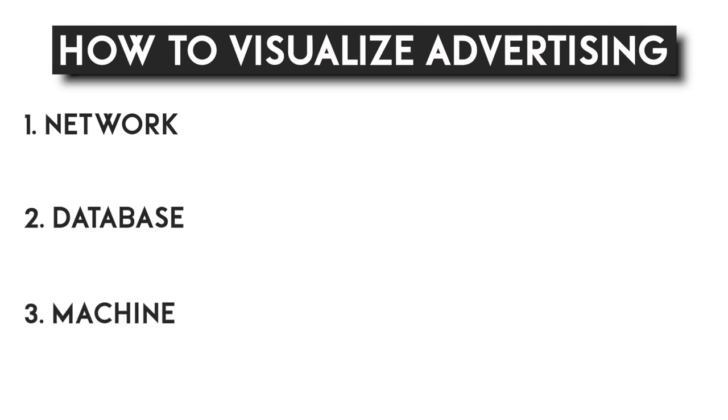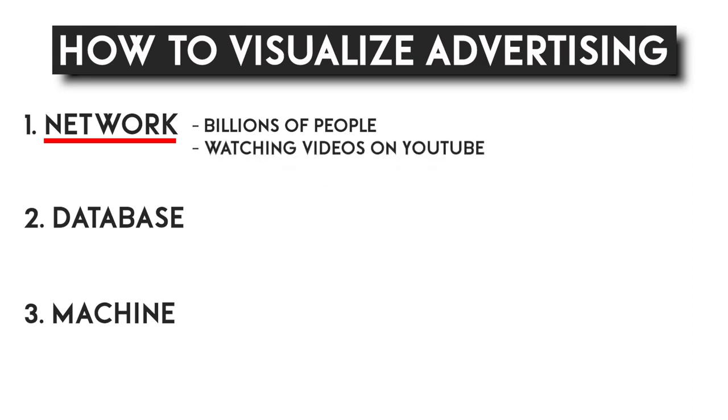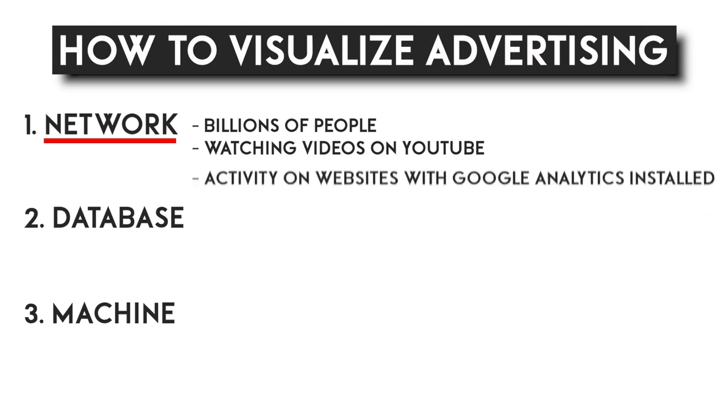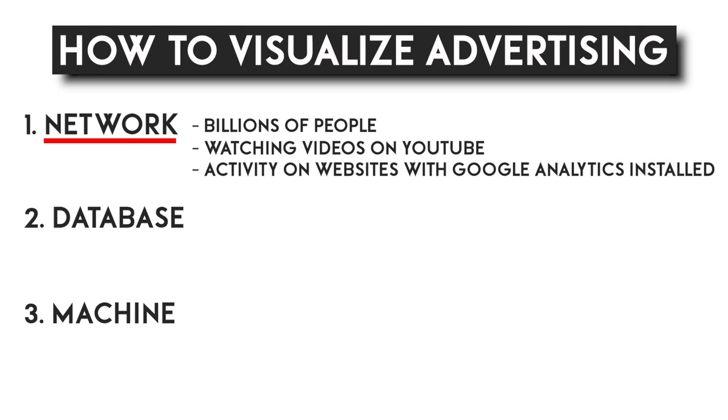When we visualize the network, what we are talking about is the billions of people who are searching for things on Google. It's the people who are watching videos on YouTube, and it's all of the people who are interacting, visiting, buying things on all of the websites that have Google Analytics pixel tracking set up on them. All of these are people searching for things, consuming content, publishing content, and buying products or interacting with websites that Google can see because it's all happening on their foundational network.